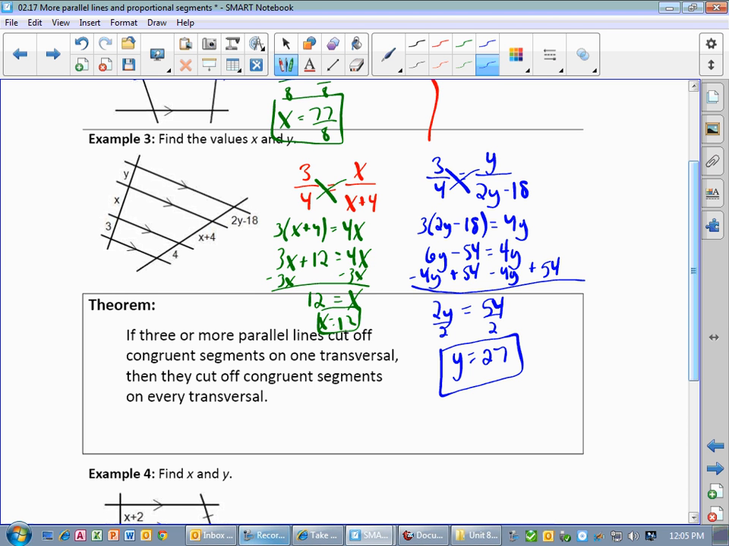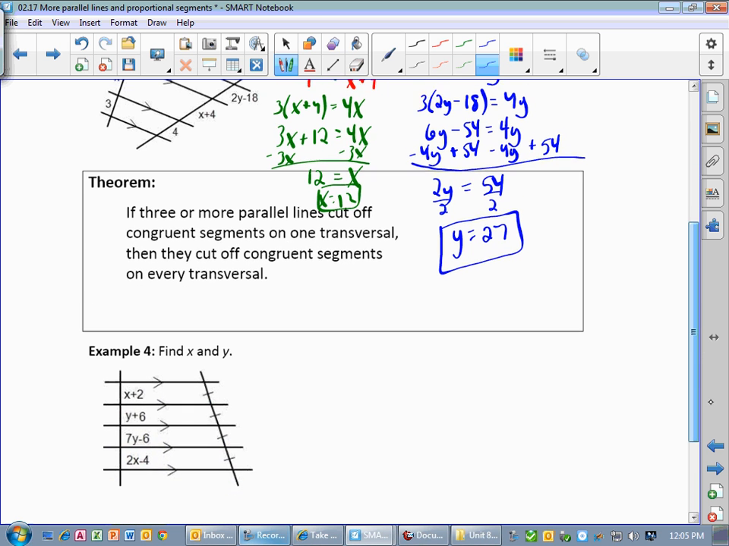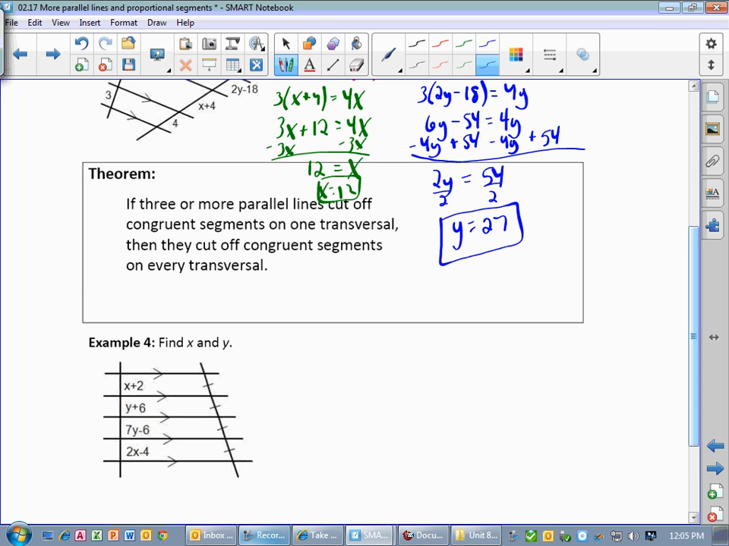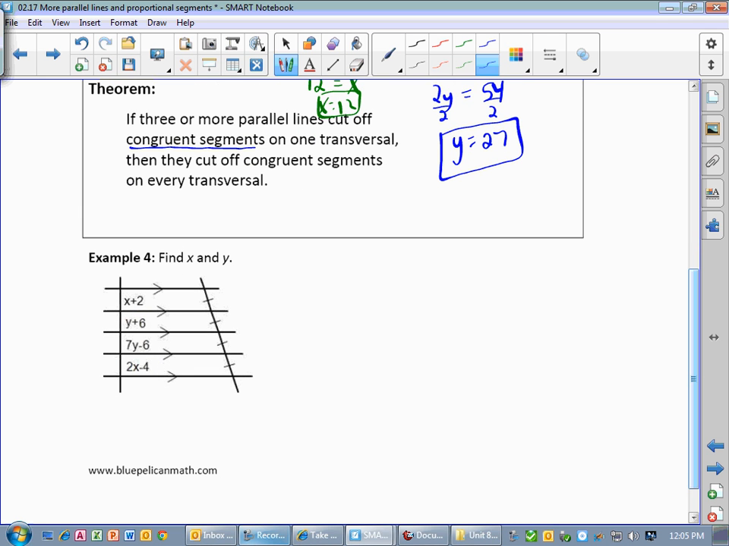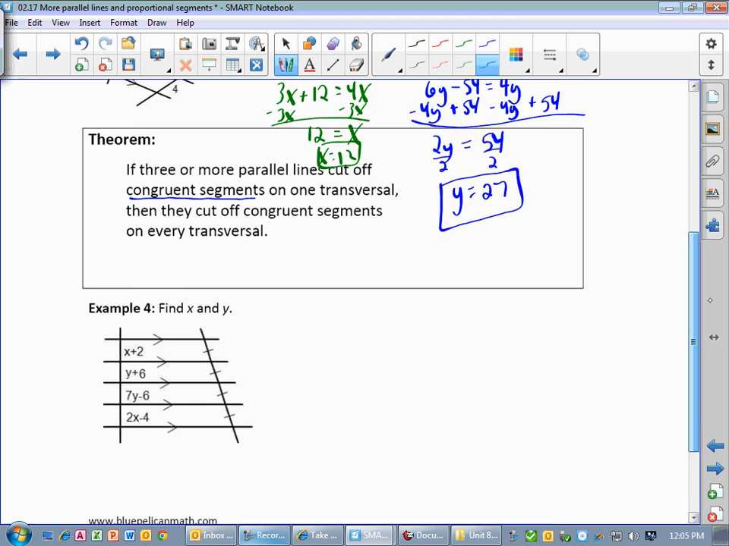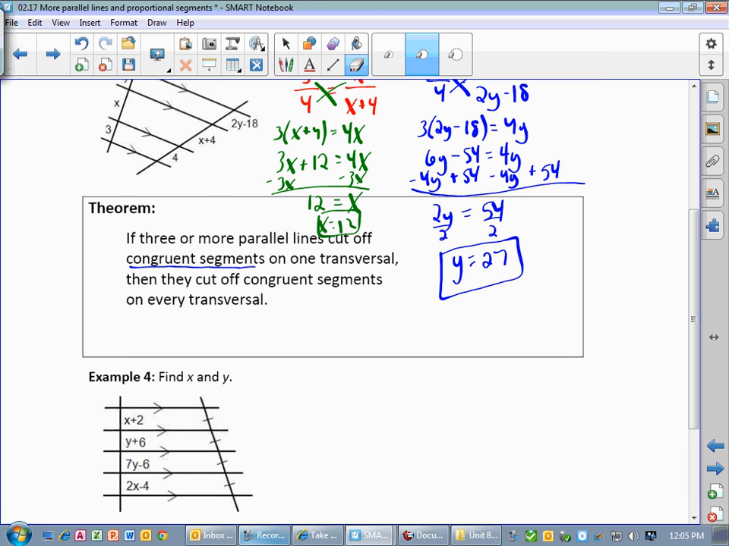And then the last theorem is actually an extension of this theorem we just saw. It says if 3 or more parallel lines cut off congruent segments on one transversal, so if the segments now are congruent, not just proportional, but congruent, then they cut off congruent segments on every transversal. So notice what we've got. Let me move this out of the way so I can draw a picture. I'll just erase this.